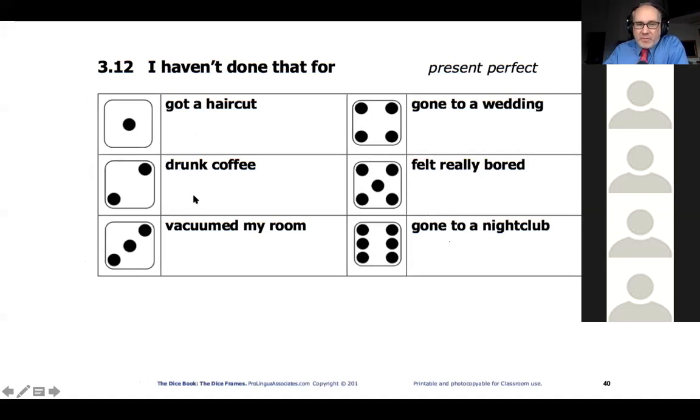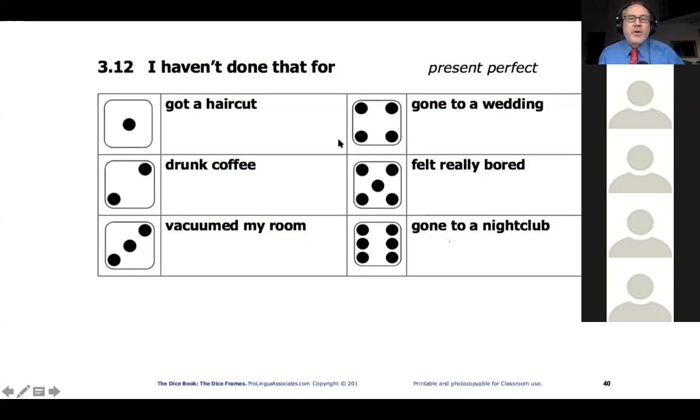So you can see we went from present simple to present continuous to past continuous. It's easy to do present perfect activities. Let's try this one. I haven't done that for. Here's my example. I roll my die and I got a 5. So I haven't felt really bored for a couple days. I really don't get very bored.